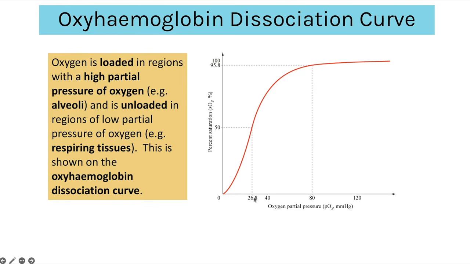So oxyhemoglobin dissociation curves are the way that we can have a look at the affinity that hemoglobin has for oxygen. On these graphs, we get the percentage saturation of hemoglobin with oxygen at different partial pressures. And you always get this S-shaped, or sigmoid-shaped, curve. We can see that oxygen is loaded in regions with a high partial pressure and is unloaded in regions with a lower partial pressure. So this is your oxyhemoglobin dissociation curve.